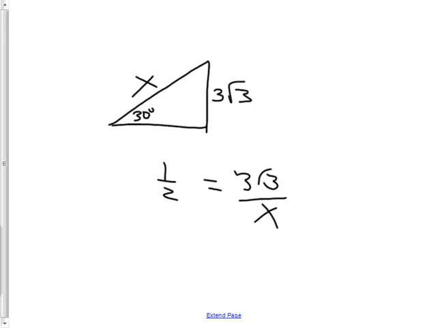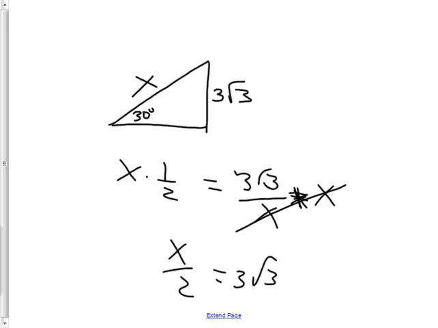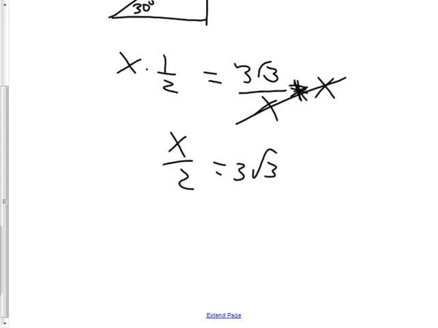But you could always make a little helper triangle and figure it out. And then I got to get rid of the x in the denominator, so I'm going to multiply both sides by x. And then my x will cancel my x. And then I got x over 2 equals 3 root 3. There's that 2 on the bottom, multiply both sides by 2, x equals 6 root 3. Who had that one? Okay, good.